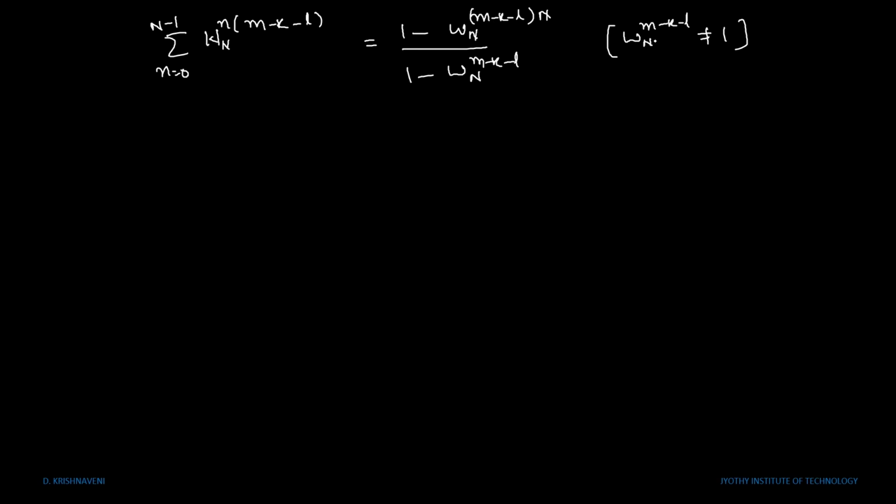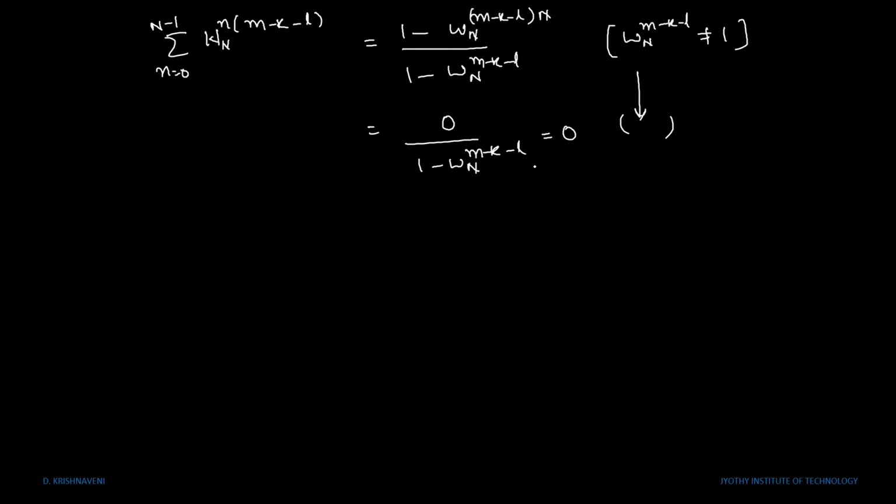What is the condition for which this is equal to 1? And before that, you see here we have W_N to the power of (m minus k minus l) into N. That means W_N to the power of a multiple of N, so that will be equal to 1. So 1 minus 1 will give 0. So this is 0 by (1 minus W_N to the power of m minus k minus l). Now here the answer will be 0 if this condition is satisfied. But if this condition is not satisfied, that means W_N to the power of (m minus k minus l) is equal to 1, then the denominator will also become zero and we cannot accept this solution of the summation.